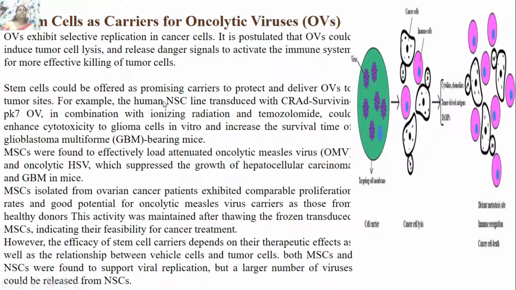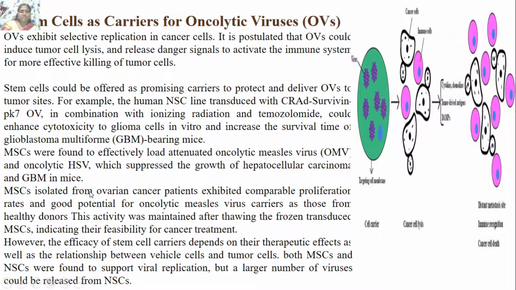For example, human neural stem cells, when transduced with the cracked survivin, that is a virus, in combination with ionizing radiation and temozolomide, could enhance the cytotoxicity to glioma cells in vitro and increase the survival time in GBM-bearing mice, that is glioblastoma multiforme-bearing mice. Mesenchymal stem cells were found to effectively load the attenuated oncolytic measles virus and oncolytic HSV virus, which suppress the growth of hepatocellular carcinoma in glioblastoma multiforme-bearing mice.